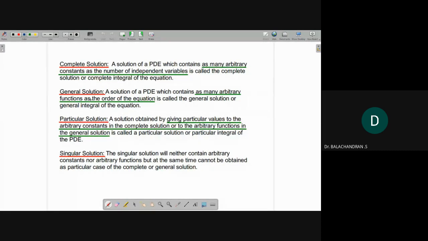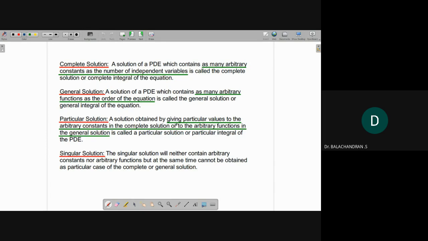Next, a general solution: a solution of a PDE which contains as many arbitrary functions as the order of the PDE. Suppose the order of the PDE is 1, then we have only one arbitrary function. If the order of the PDE is 2, then we have two arbitrary functions. So this is called the general solution or general integral of the equation. Okay, particular solution.